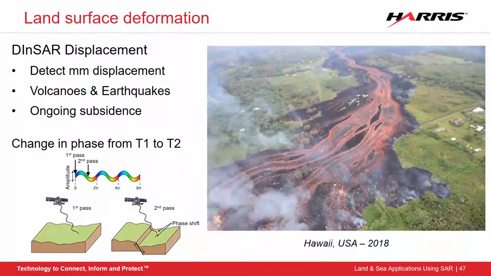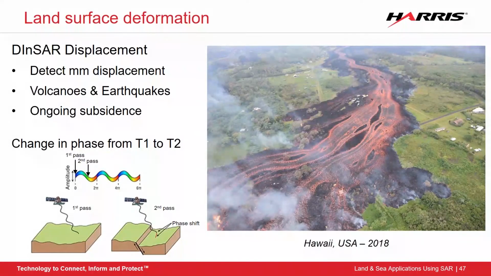So let's get into some interferogram generation. For this example, we'll be walking through our DInSAR, or Differential Interferometric SAR workflow. And we'll be creating an interferogram and displacement map from the new vent development on the Kilauea volcano in Hawaii in the United States that occurred in May 2018.